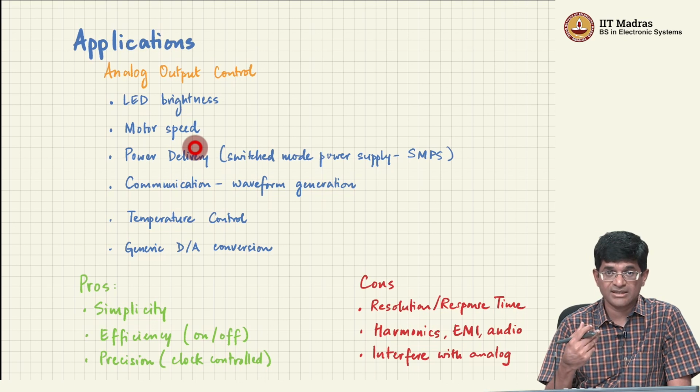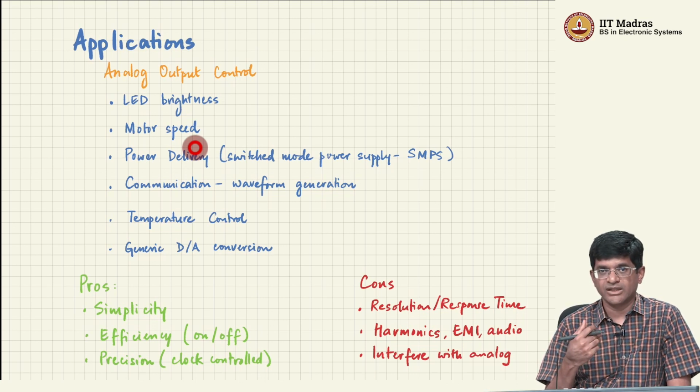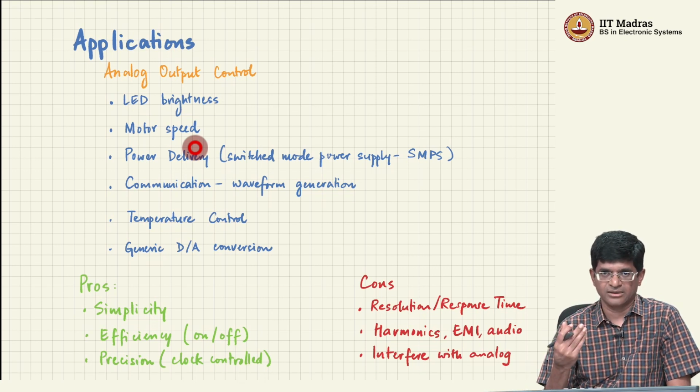In both of these cases, the properties of the physical system are what is actually giving you the implicit averaging process, right? Either the eye is not able to respond fast enough to the LEDs blinking, or the motor's inertia keeps it going so that it averages out and gives you a certain speed.